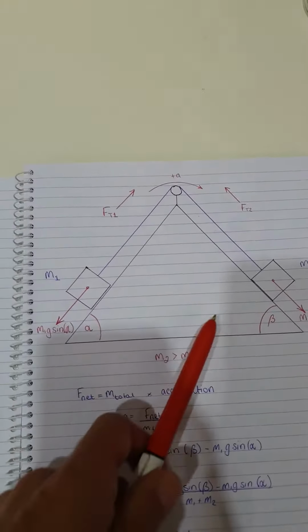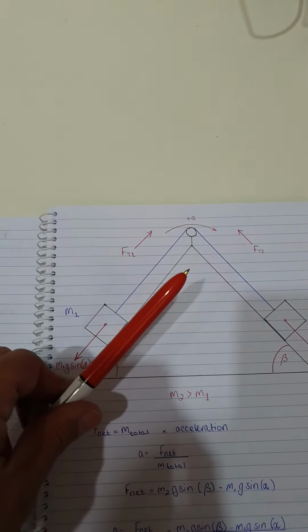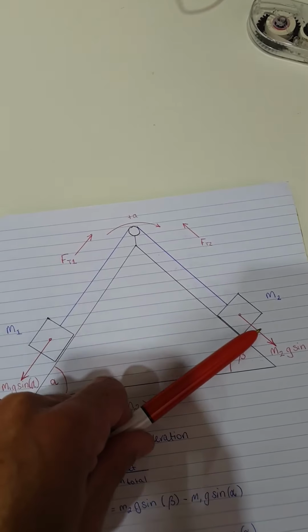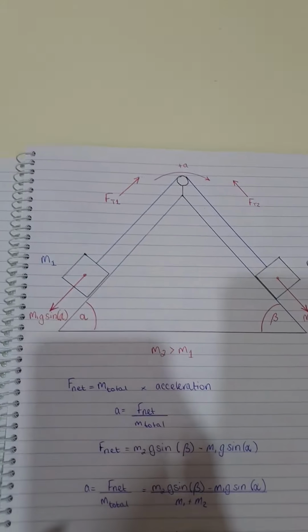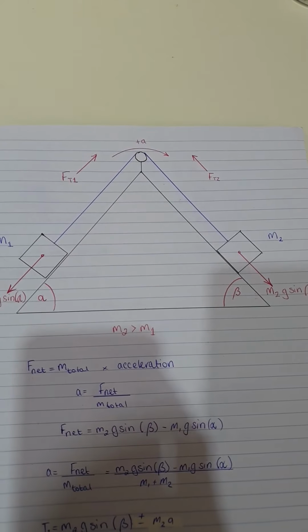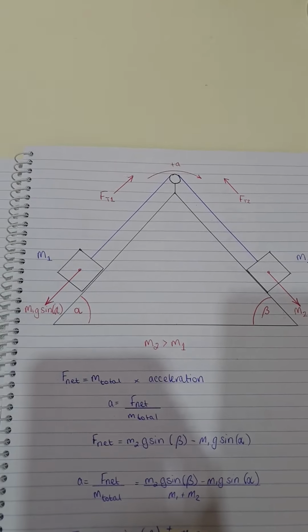Now, as mass number 2 is greater than mass number 1, we can make an assumption that it will tend to move down the slope of angle beta, which will have our acceleration going down this way, which in turn will cause mass number 1 to move up the slope towards the pulley. Based on the assumption that mass number 2 is moving down the slope, we can state that the acceleration is positive in that direction of travel, and as both masses are connected by the same string, the acceleration and string tension for both masses will be equal.